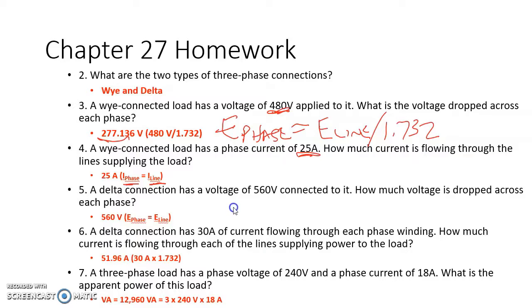Page 629, figure 27-15 shows this. So with delta connections, E phase equals E line. So E phase equals E line, or phase voltage equals line voltage.